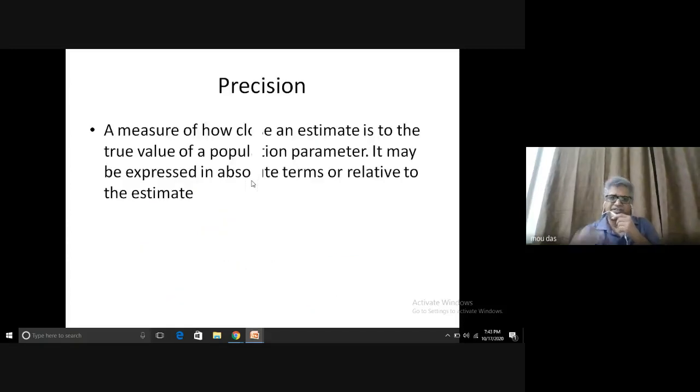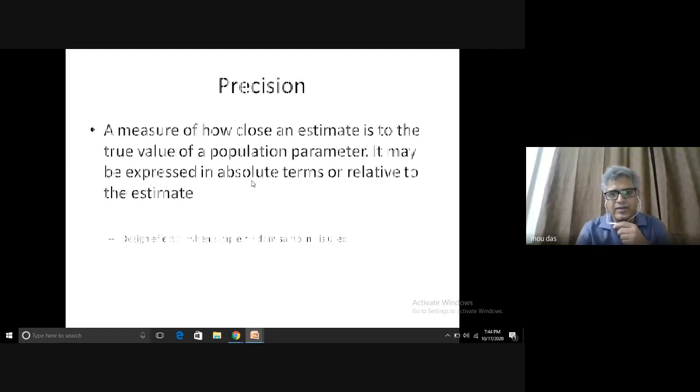What about precision? Precision is a measure of how close an estimate is to the true value. It's for a single sample, not for two samples. For the sample, how close is the sample parameter to the population parameter, meaning the sample mean to the population mean. It's a margin of error we generally accept. We don't expect the sample mean to be 100% equal to the population mean. We give it an error, or rather a margin. That is precision.